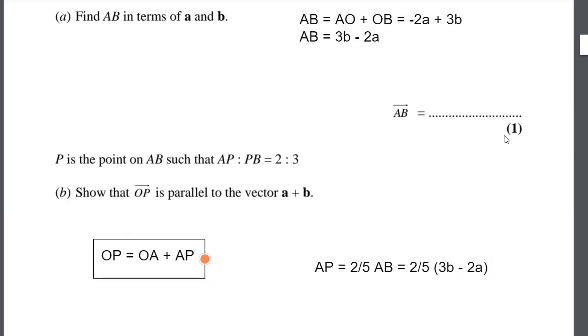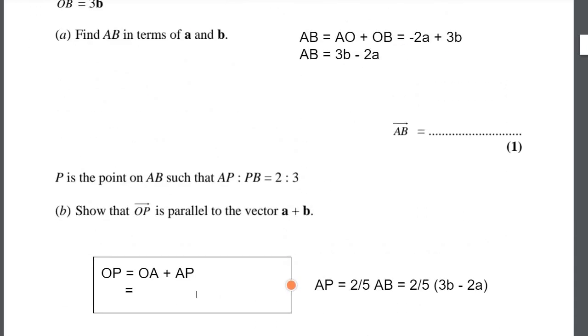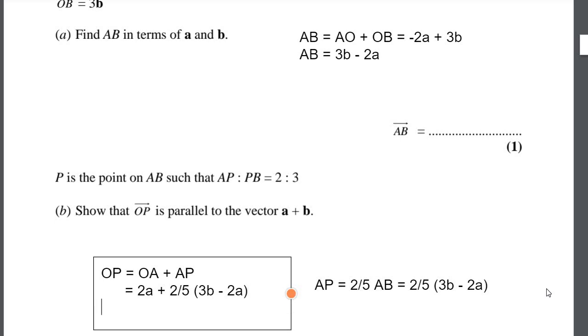And so now let us quickly find OP. OP happens to be OA plus AP. So OA was, I think it was 2a. Let me have a look. Yep, OA was 2a, plus AP. Now AP is that. So now we just need to simplify this.